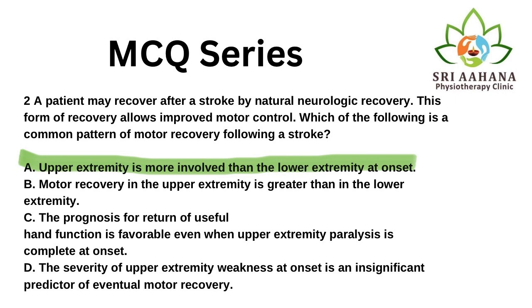Based on this finding, the severity of weakness in the upper extremity at onset is a significant predictor of eventual motor recovery. The prognosis for return of useful hand function is unfavorable when the upper extremity paralysis is complete.